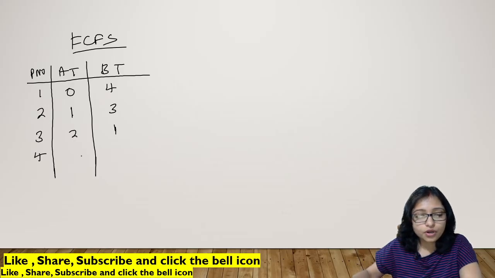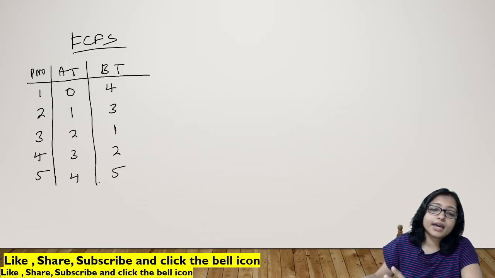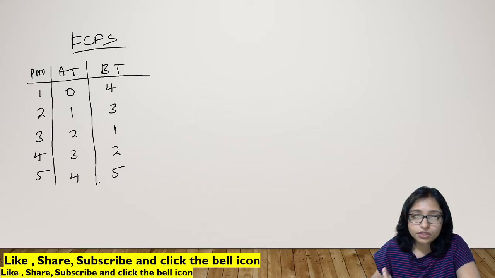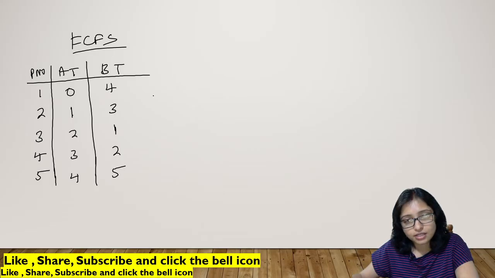Process number 4 has arrival time 3 and burst time 2, and process number 5 has arrival time 4 and burst time 5. Okay, so here it is very easy. There is no problem in the arrival time or the burst time, because whoever arrives first will get the chance. So process number 1 will arrive first.